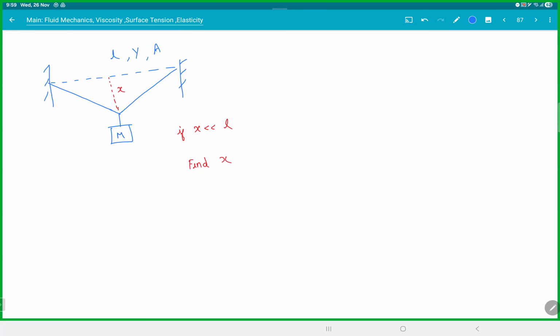What were we to do? Let's solve this thing. This is a good one. I want the result. The simple question would be this: x is proportional to L to the power n, find n.